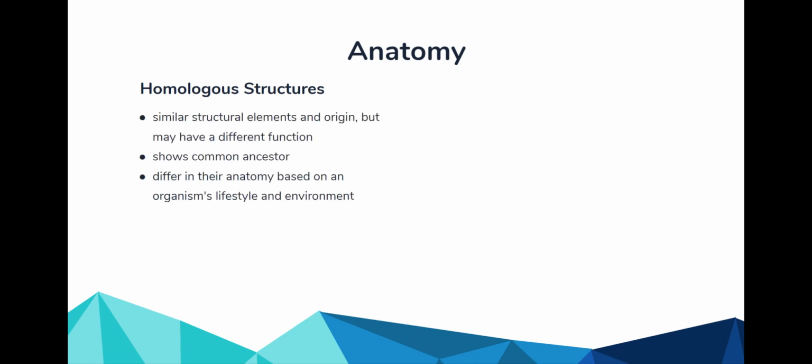Homologous structures are similar in structural elements and origin, but have different functions. So they may not look the same and they may function differently, but if you look at their actual structural element, the bone structure, it's very similar. This is showing a common ancestor. And a difference in their anatomy is based on, again, evolution and the movement towards an organism's different lifestyle and the environment they live in that puts pressures upon them to fit that environment.